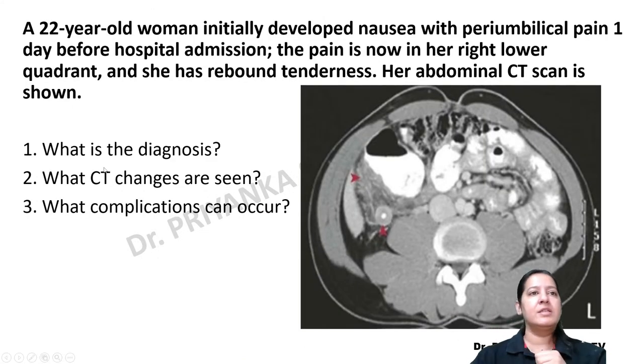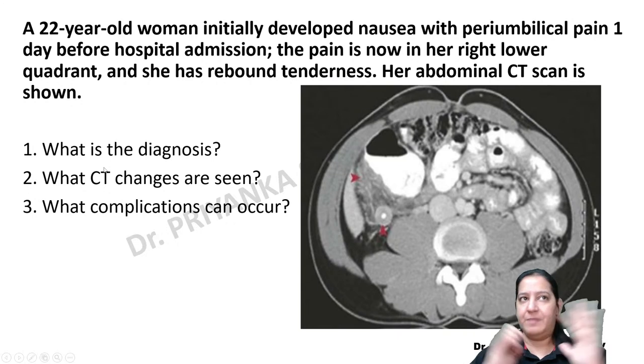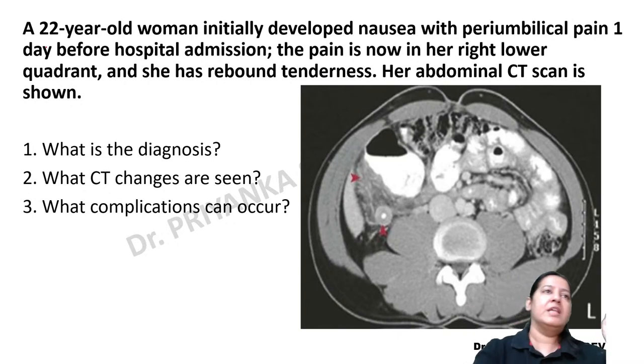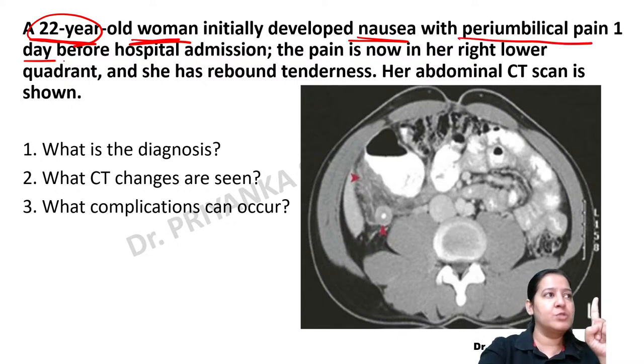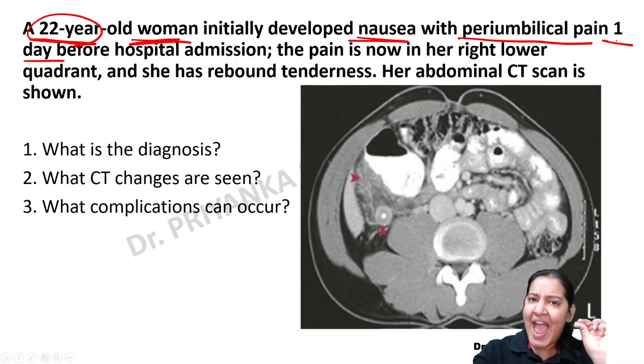So again, it is a radiological image based question. I will read it for you. See, a 22 year old young woman is coming to the clinic with severe nausea. She is having vomiting and periumbilical pain since one day. It is an emergency. It is a very acute condition.